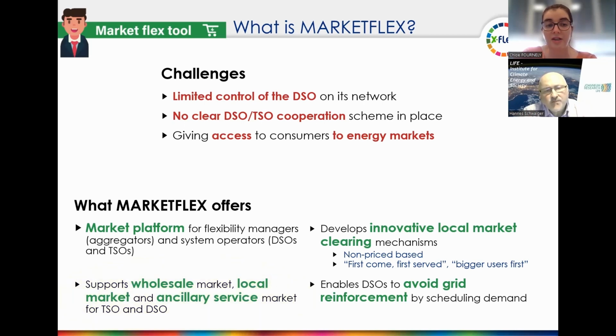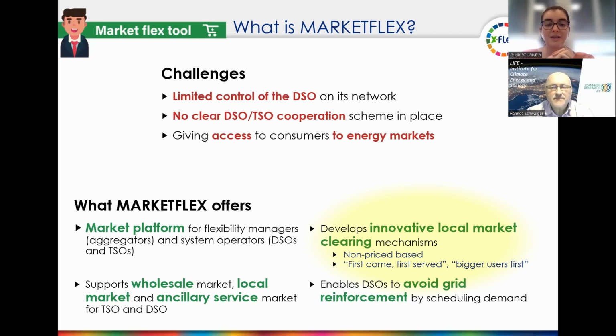One very interesting part of the MARKETFLEX tool is that we use a market-based approach, which means different consumers or flexibility owners compete with one another to use their flexibility units. Usually we use price-based competition in this market, but in MARKETFLEX we also studied other mechanisms to clear this market that are non-price-based. Maybe a bit later I will have the chance to discuss this further, but this is quite innovative, I would say, in the MARKETFLEX tool.